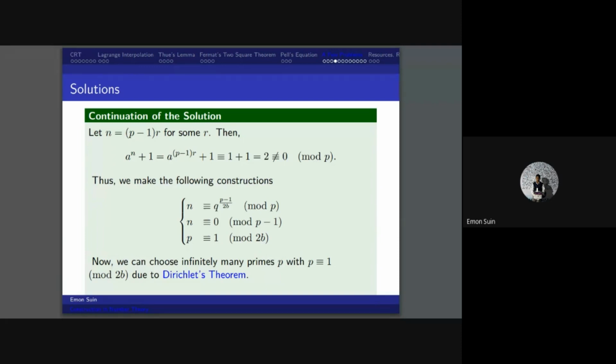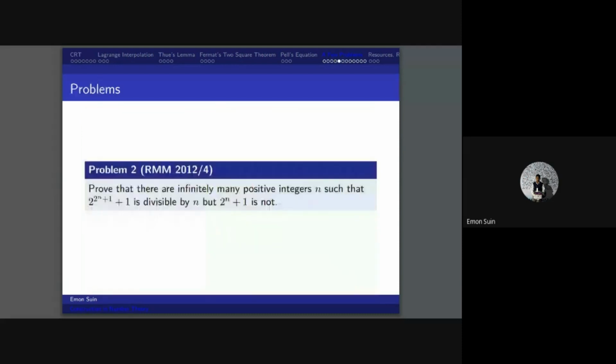Okay. So now another problem, the last of the night. Romanian Masters 2012, problem 4. Prove that there are infinitely many positive integers n such that 2 to the 2 to the n plus 1 is divisible by n, but 2 to the n plus 1 is not.